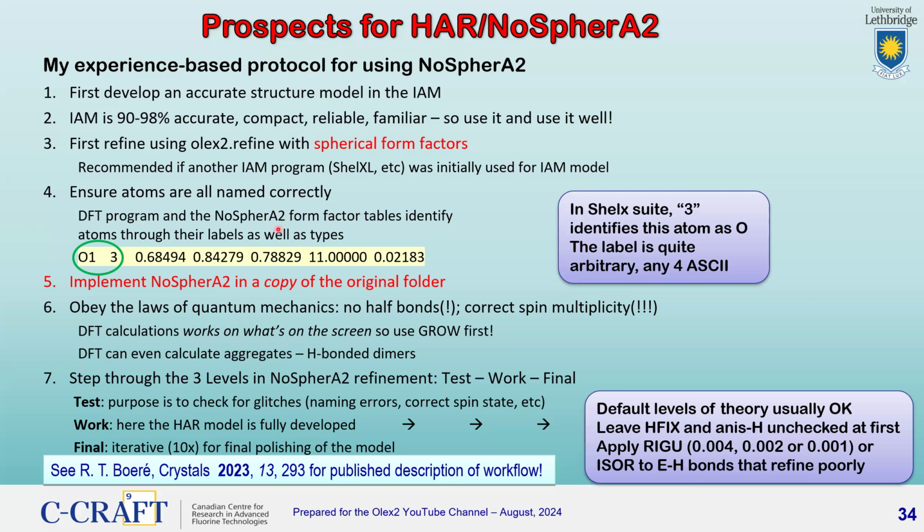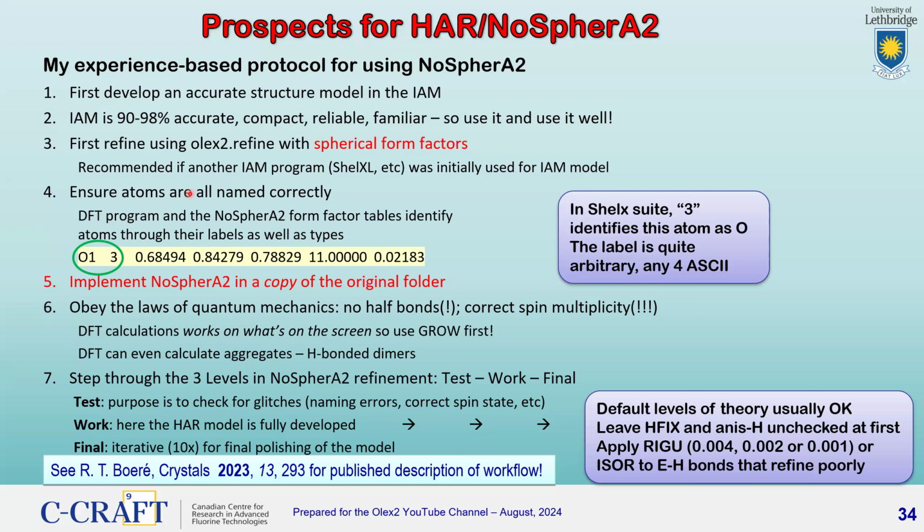Now, in the independent atom model, the only thing that identifies this as an oxygen is this number 3 here. The label can be any text. You can call it anything you like. It doesn't have to be called O1. You could use your children's names, for example, 4 characters long.